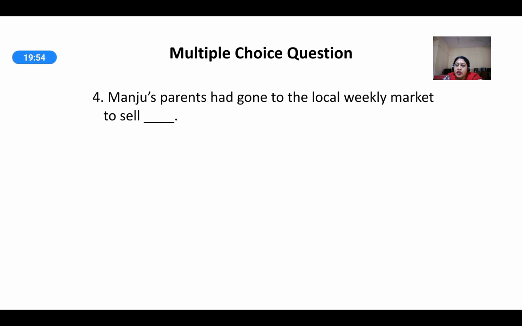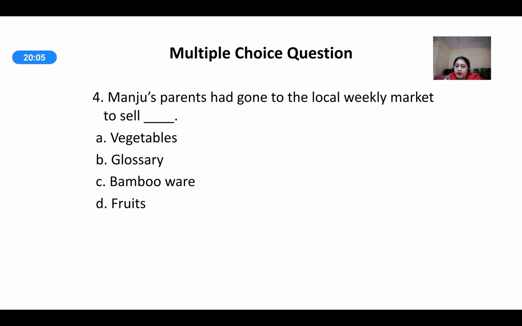Next question. Manju's parents had gone to the local weekly market to sell blank: vegetables, groceries, bamboo ware or fruits, and the answer is option C, bamboo ware.